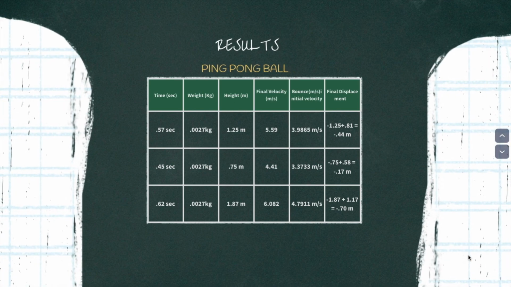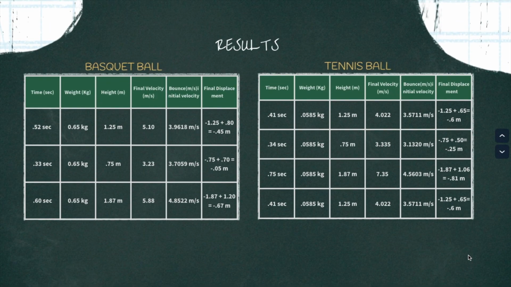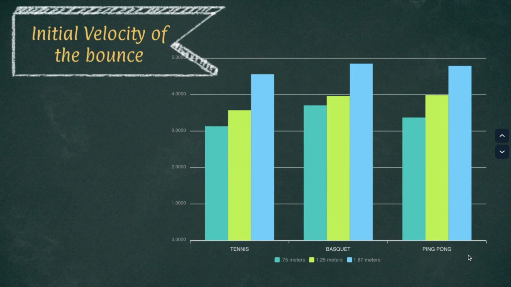For the results, after doing the experiment, we calculate the final velocity in free fall, then the initial velocity after bouncing, and finally the final displacement of the ball, and we did it with each ball. This graph shows the initial velocity of the bounce of each ball at a specific height, so we can see that the ping pong ball at 1.25 meters was faster than the basketball, and at 1.87 meters they were basically at the same speed.